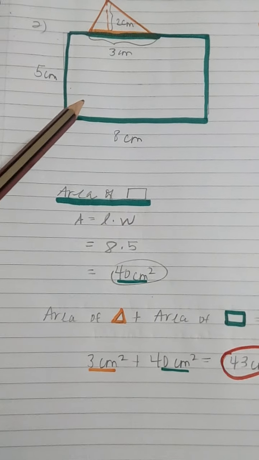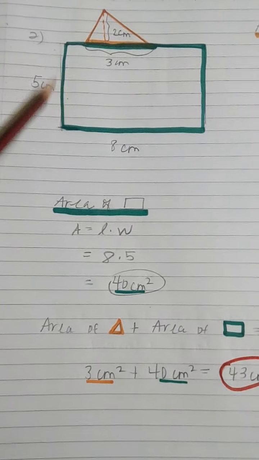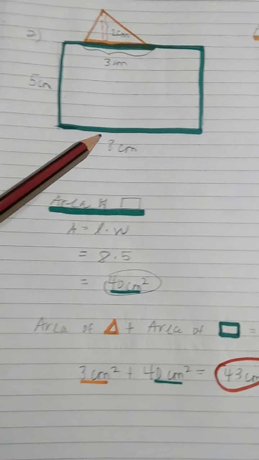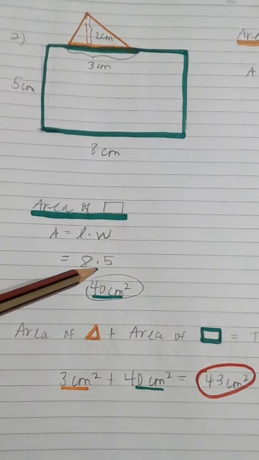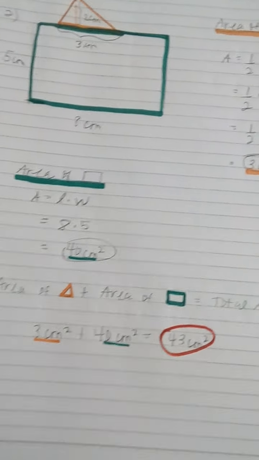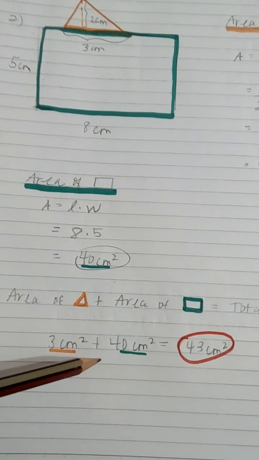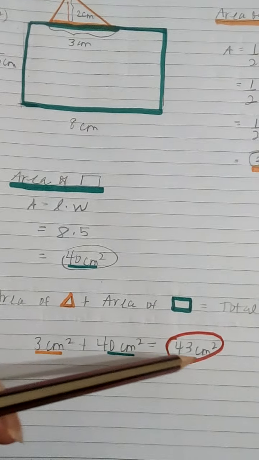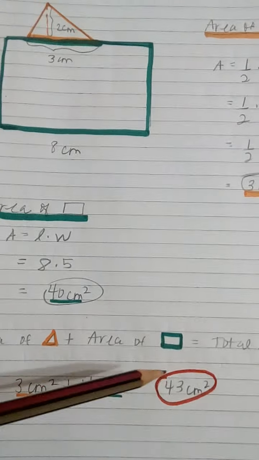Next, let's find the area of the rectangle. Again, our length here is 8 centimeters and our width here is 5 centimeters. Well, what is 8 times 5? 40 centimeters squared. Now we can find the total area by adding. So what is 3 centimeters squared plus 40 centimeters squared? 43 centimeters squared. The total area here is 43 centimeters squared.